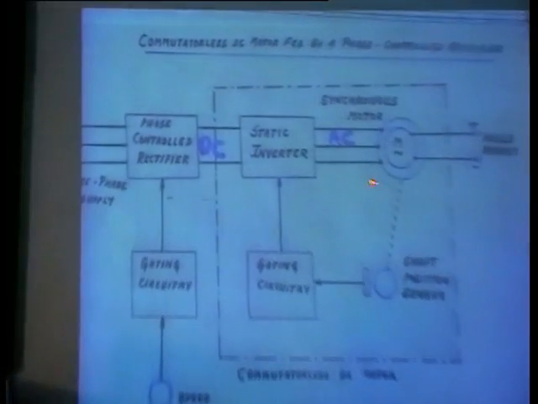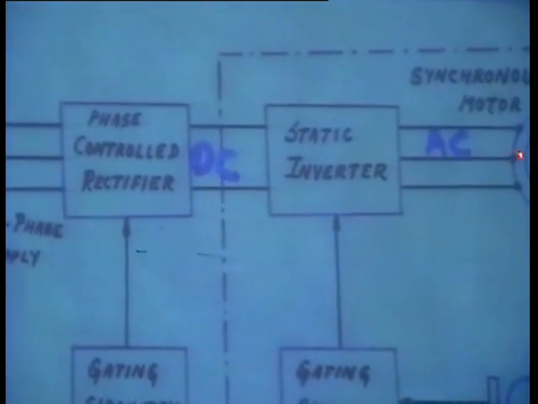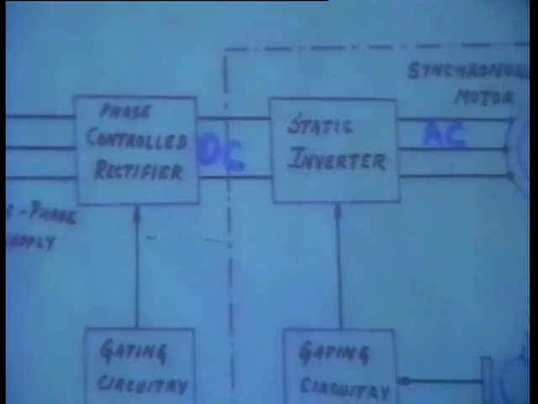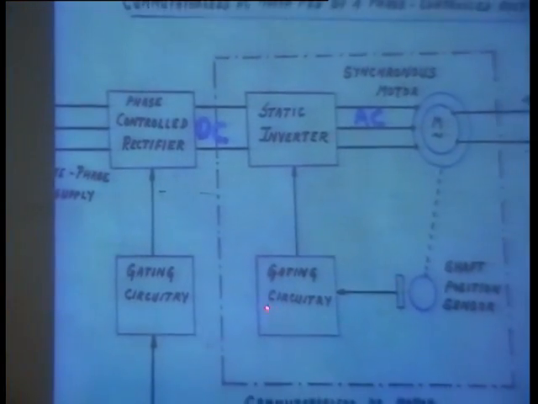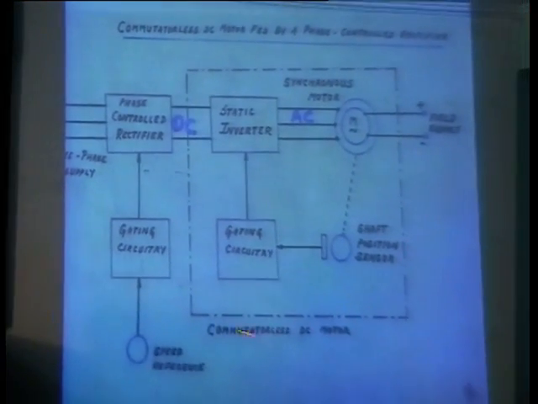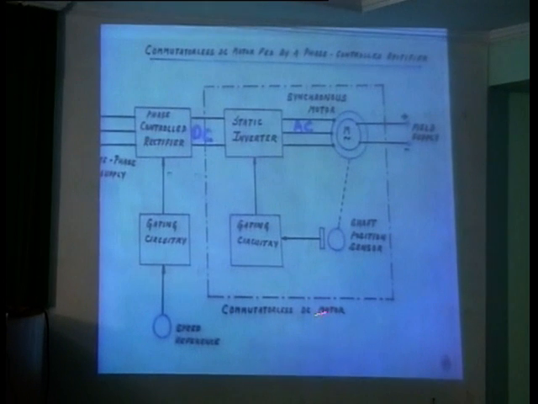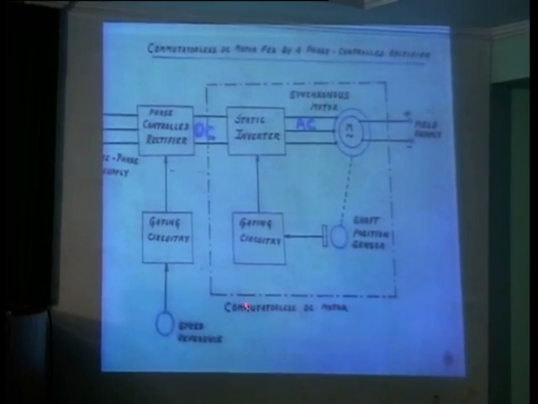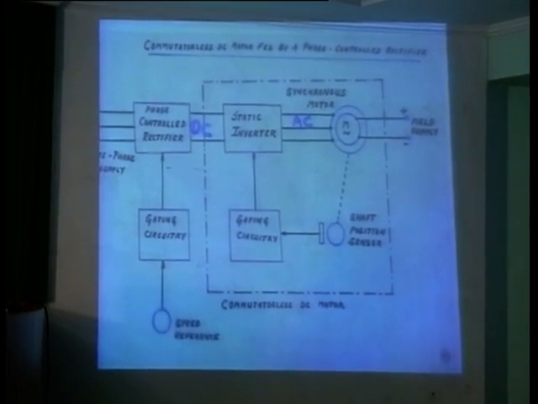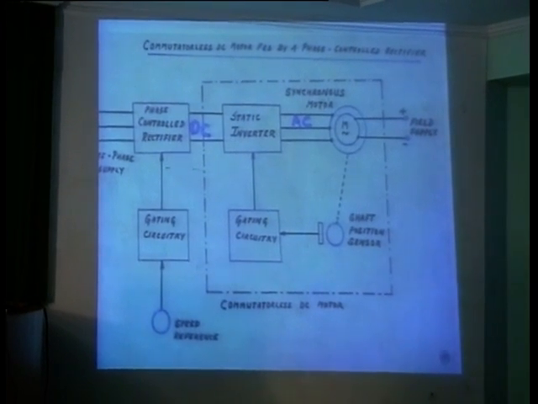I have an inverter in my drive which converts DC into AC. Then I have the rotor position sensor and the gating circuit. So this whole dotted block looks like the commutator. That is why I don't have the real mechanical commutator, but I have the electronic commutator. The control system along with the inverter, this whole thing looks like a DC motor. That is why we say a commutator plus DC motor type of synchronous motor.